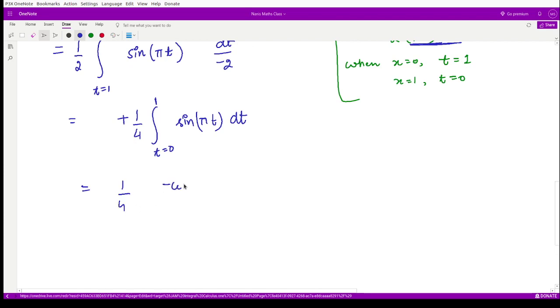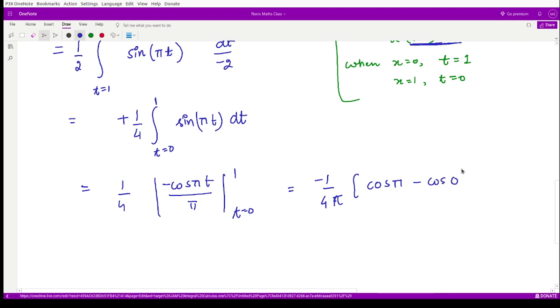It is minus cos pi t, and you also have to divide by the angle. So the limits of t vary from 0 to 1. So you have minus 1 by 4 pi, right? And you will substitute the upper and lower limit. So it would be cos pi minus cos 0. So it would be minus 1 upon 4 pi into minus 2. So this would be equal to 1 upon 2 pi. So here 1 upon 2 pi is the answer to your question.